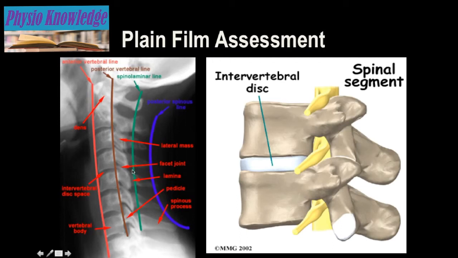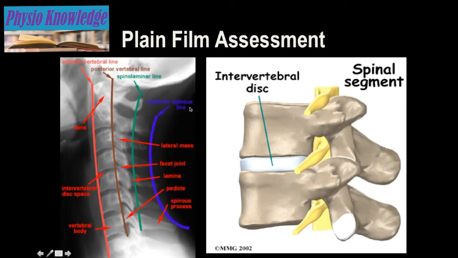You have the facet joints here, the oblique, but predominantly horizontal lines here. We have the pedicle, which we discussed earlier, and we have the spinous process. For the spinous process, the spinal laminar line is a little bit different. Some people would draw it at the base of the spinous processes and check for that alignment.